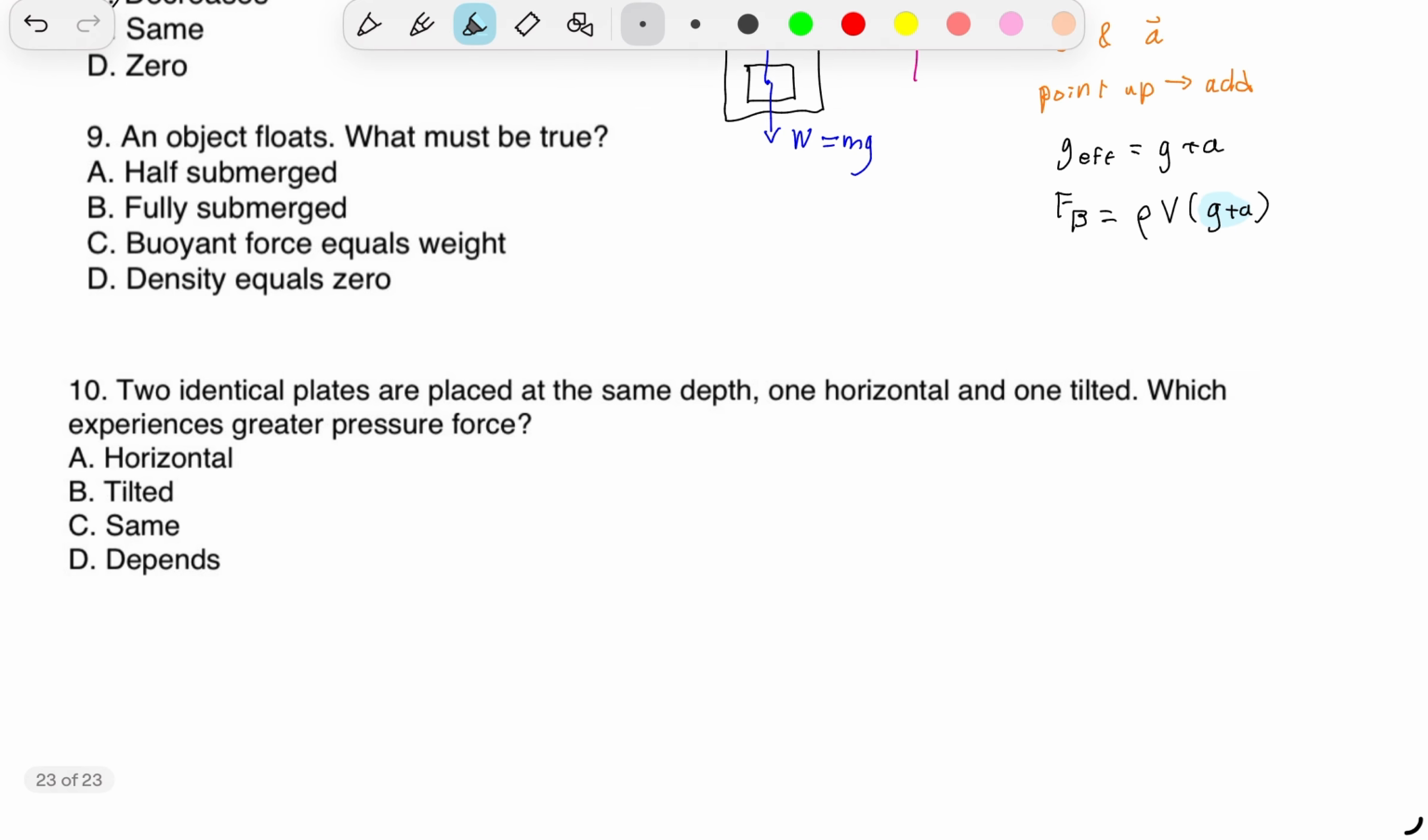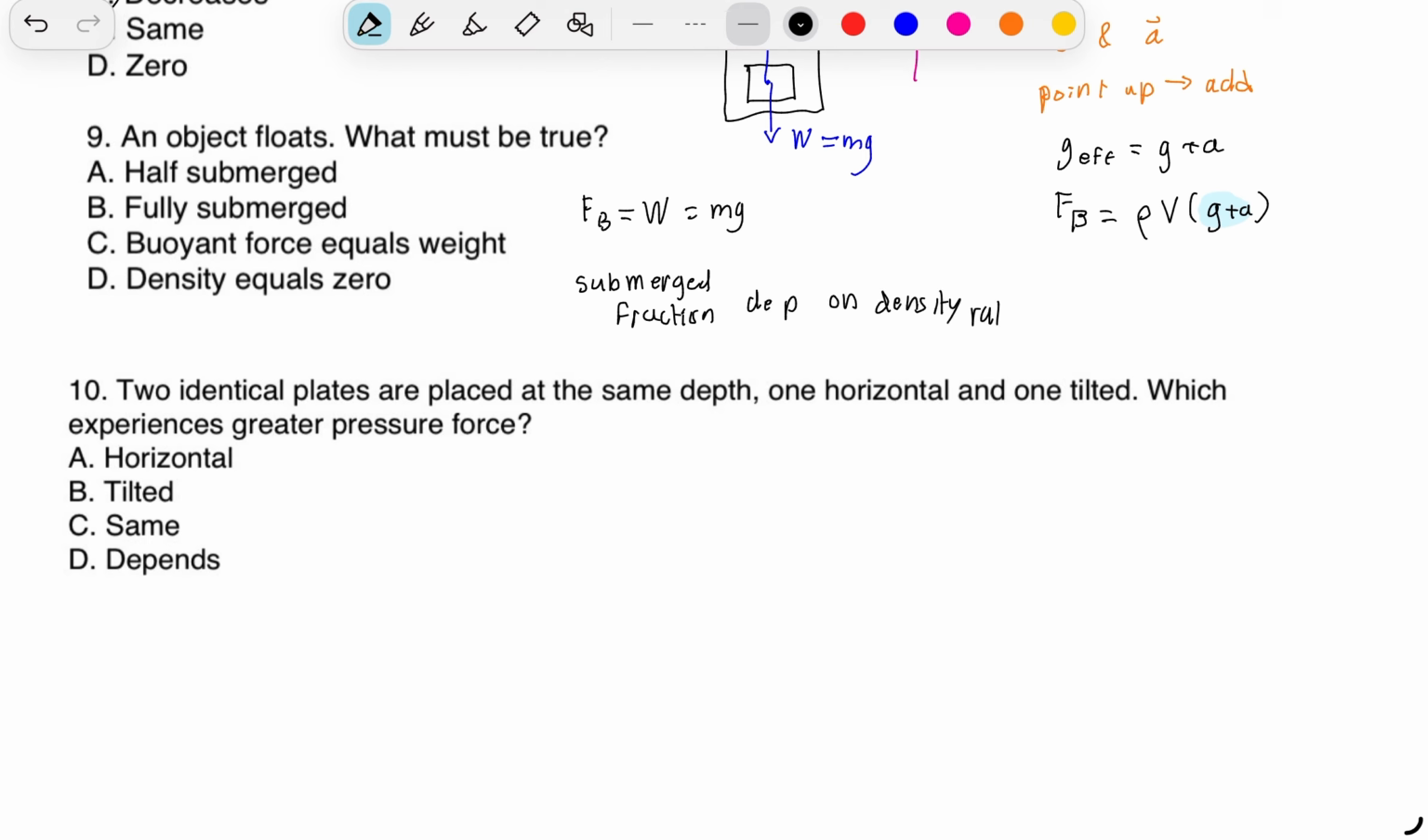Now, an object floats. Which of the following must be true? When you have floating, that means your buoyant force is equal to your weight, which is equal to mg. And the portion that is submerged, your submerged fraction, depends on the density ratio. So your answer is C.